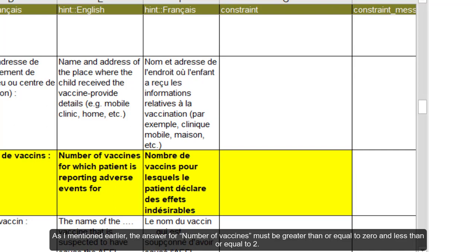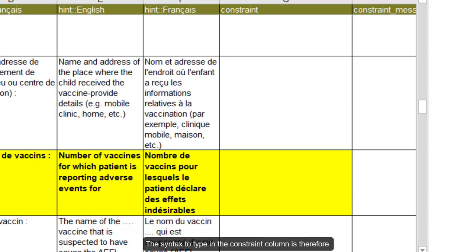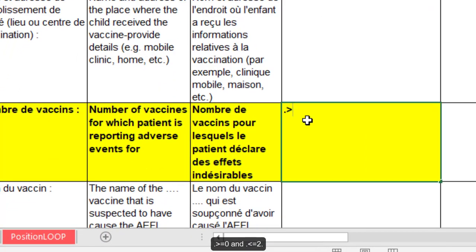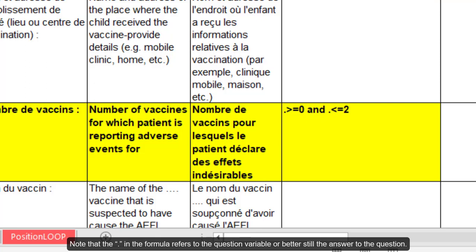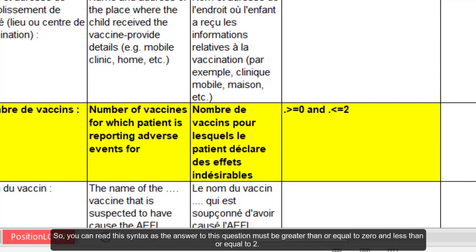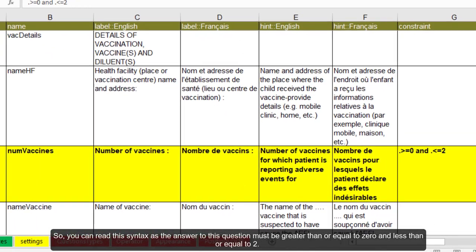As I mentioned earlier, the answer for number of vaccines must be greater than or equal to 0 and less than or equal to 2. The syntax to type in the constraint column is therefore dot is greater than or equal to 0 and dot is less than or equal to 2. Note that the dot in the formula refers to the question variable, or better still, the answer to the question. So you can read this syntax as the answer to this question must be greater than or equal to 0 and less than or equal to 2.